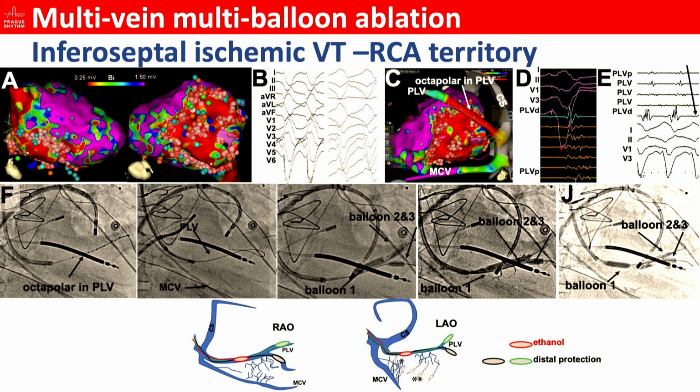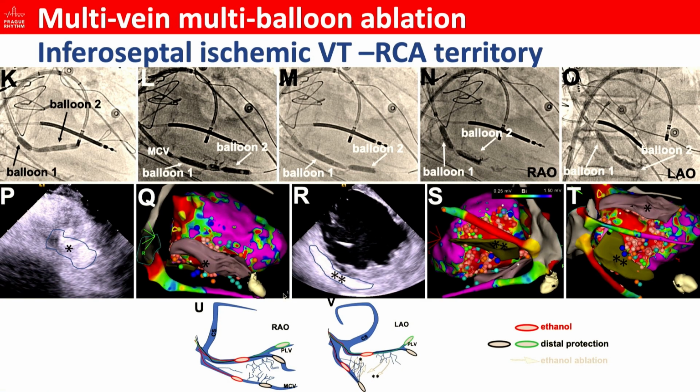This eliminated the lateral VT, but the proximal VT was still going on. And what we did then is we cannulated the middle cardiac vein, and with 2 balloons, we delivered alcohol from distal to proximal using the same approach.